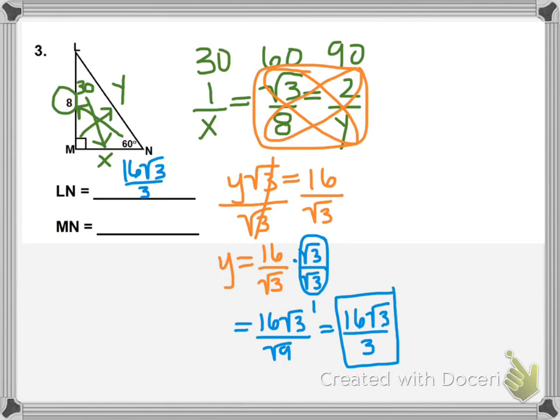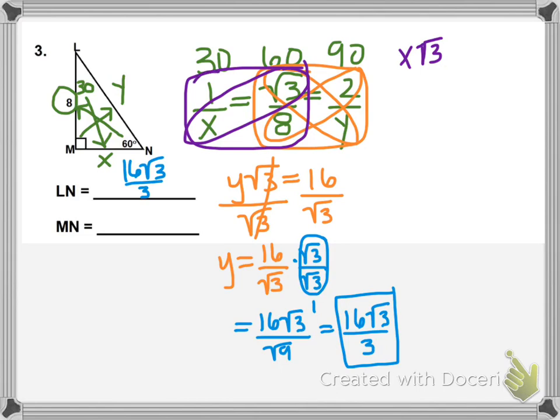Now let's go ahead and find the length of our remaining side, which is MN. MN is represented with x. So we're going to use this first ratio with the second ratio. So these are the two that I'm going to use in my proportion. If you can't see that, just go ahead and rewrite it. 1 over x equals square root of 3 over 8. Let's go ahead and cross multiply. X times square root of 3 is x square roots of 3.